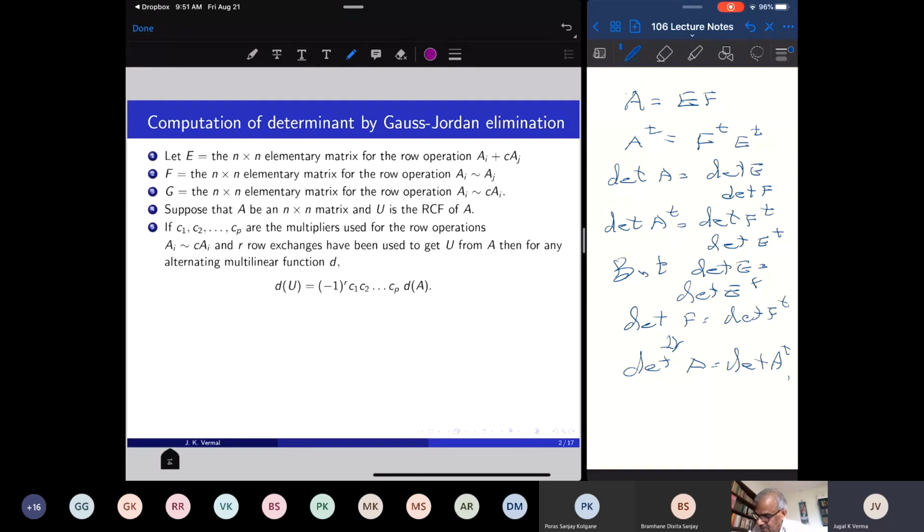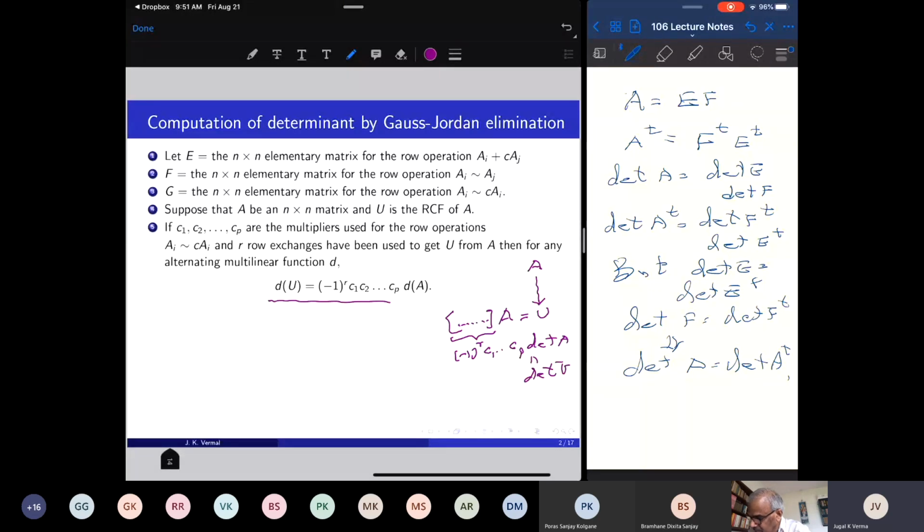Then for any alternating multilinear function D, D of U, we applied elementary row operations and got U. U is equal to A, and on the left I multiply by certain elementary matrices. So the determinant of these matrices will be (-1) to the power R, where R is the number of row exchanges. And then a certain number of times I multiplied a row by a scalar Ci, so multiply that by C1 up to Cp. Those determinants are C1 up to Cp times determinant of A, and that is equal to determinant of U.